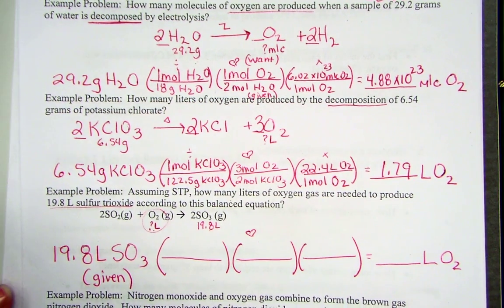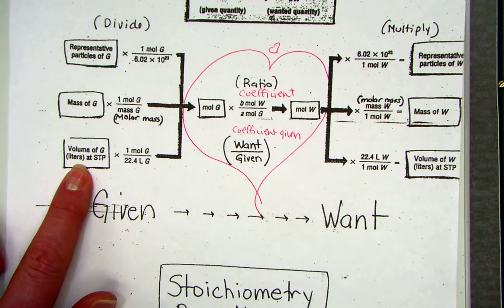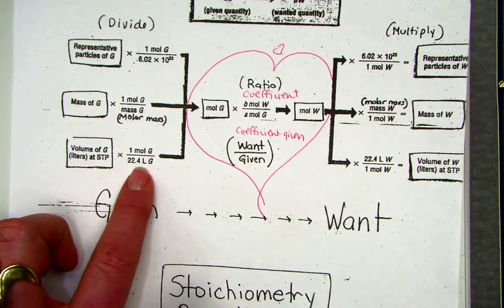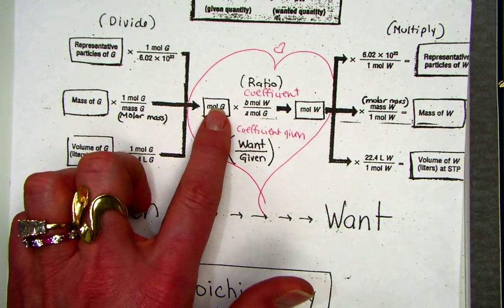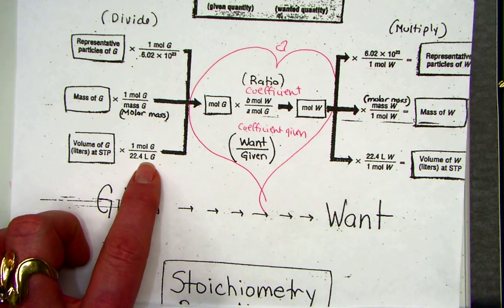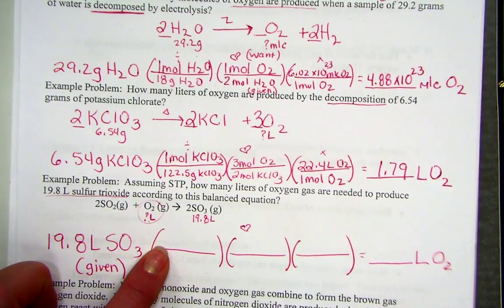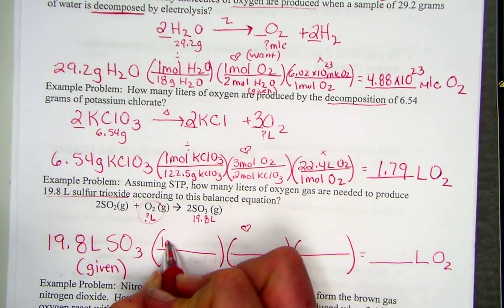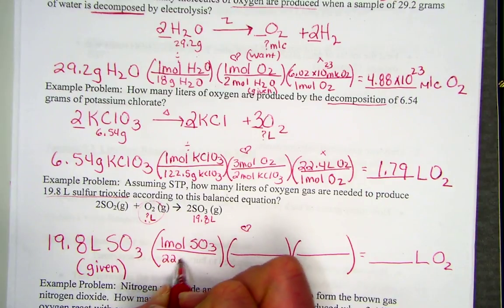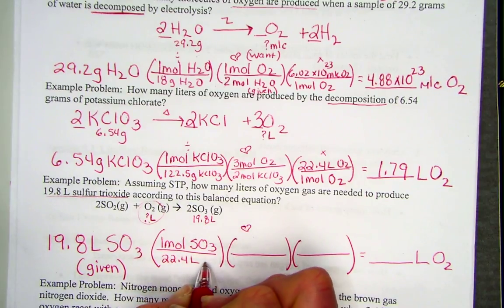A volume-volume problem has me begin with the volume of given, and we're going to use that molar volume of 22.4 liters to bring it up to the mole. Right here, 1 mole of given set over the molar volume becomes our first parenthesis. We know that 1 mole of sulfur trioxide would be 22.4 liters big.